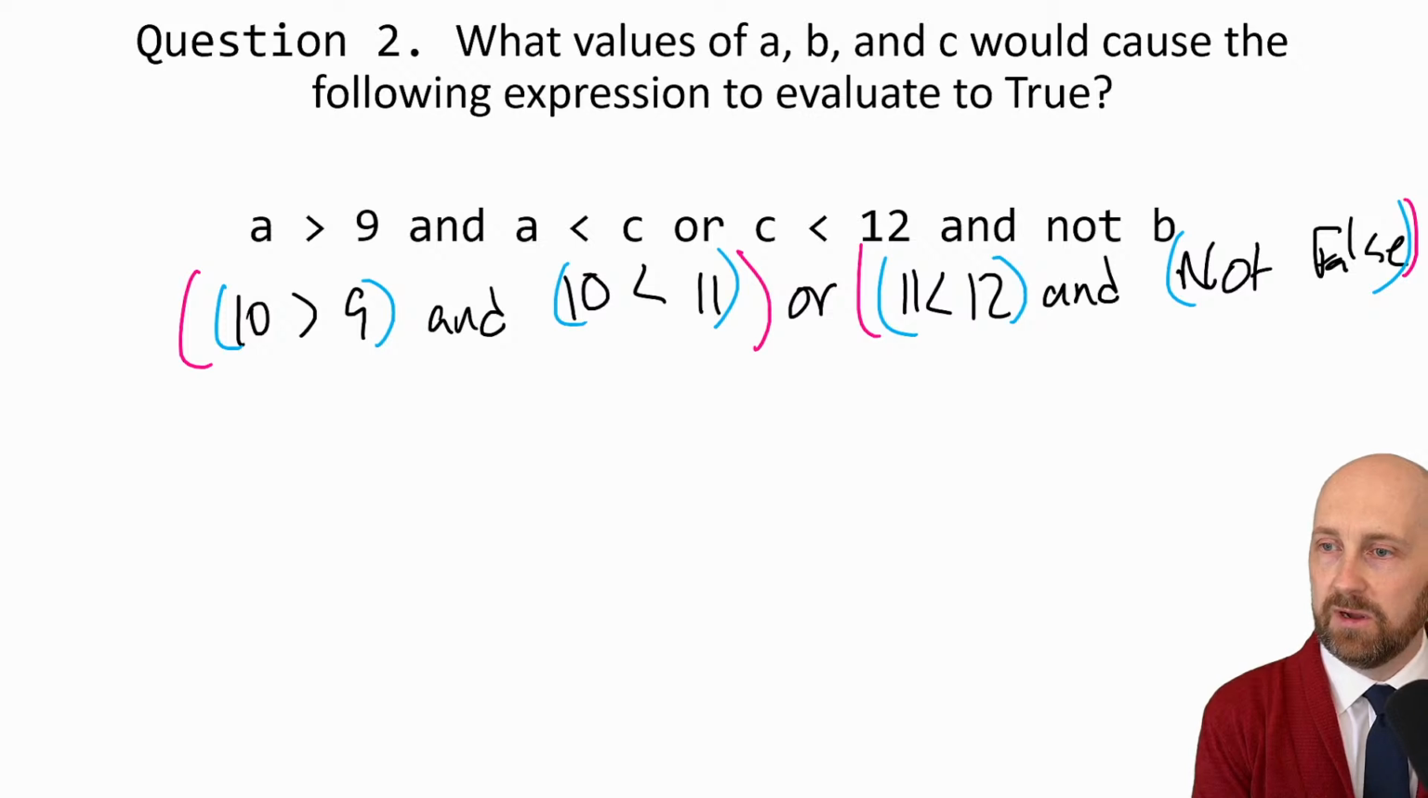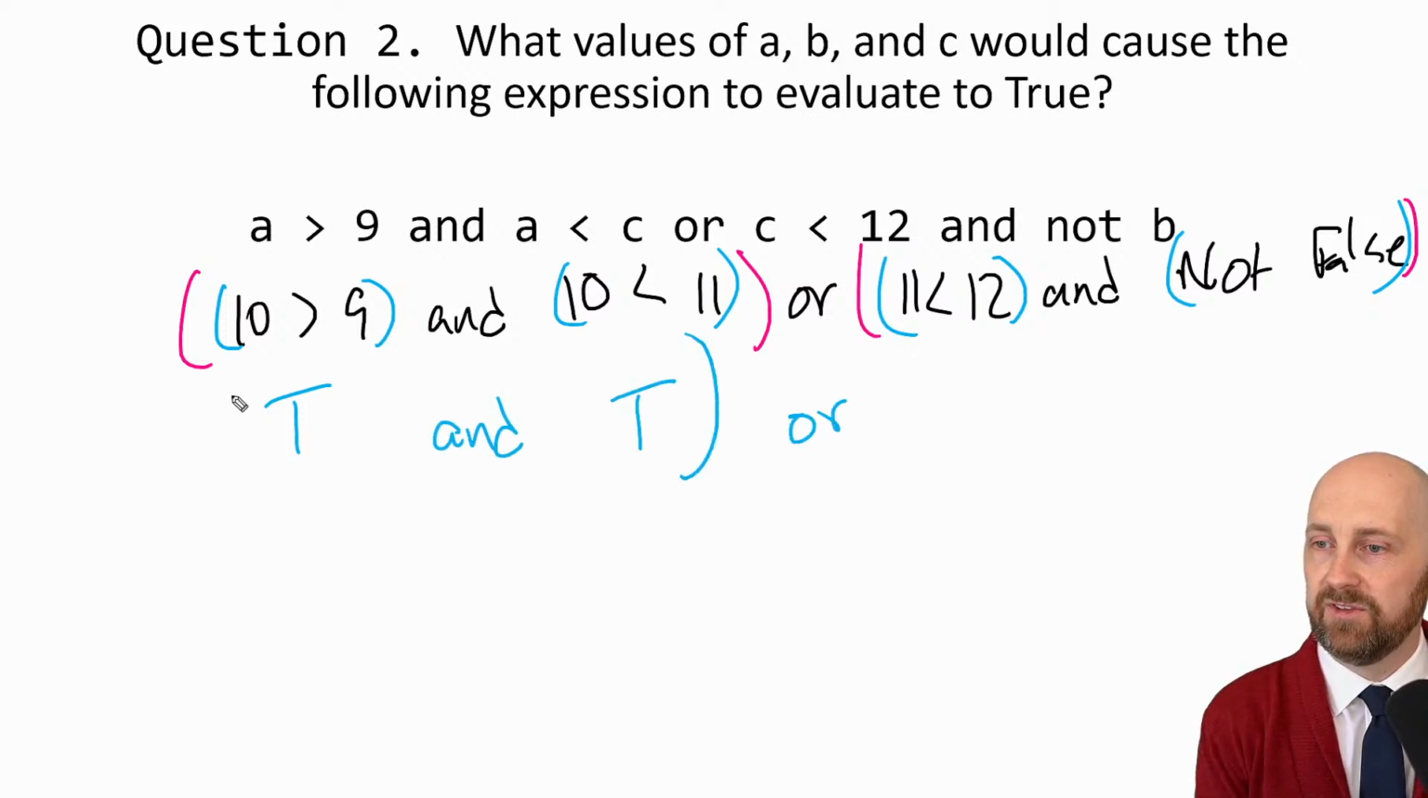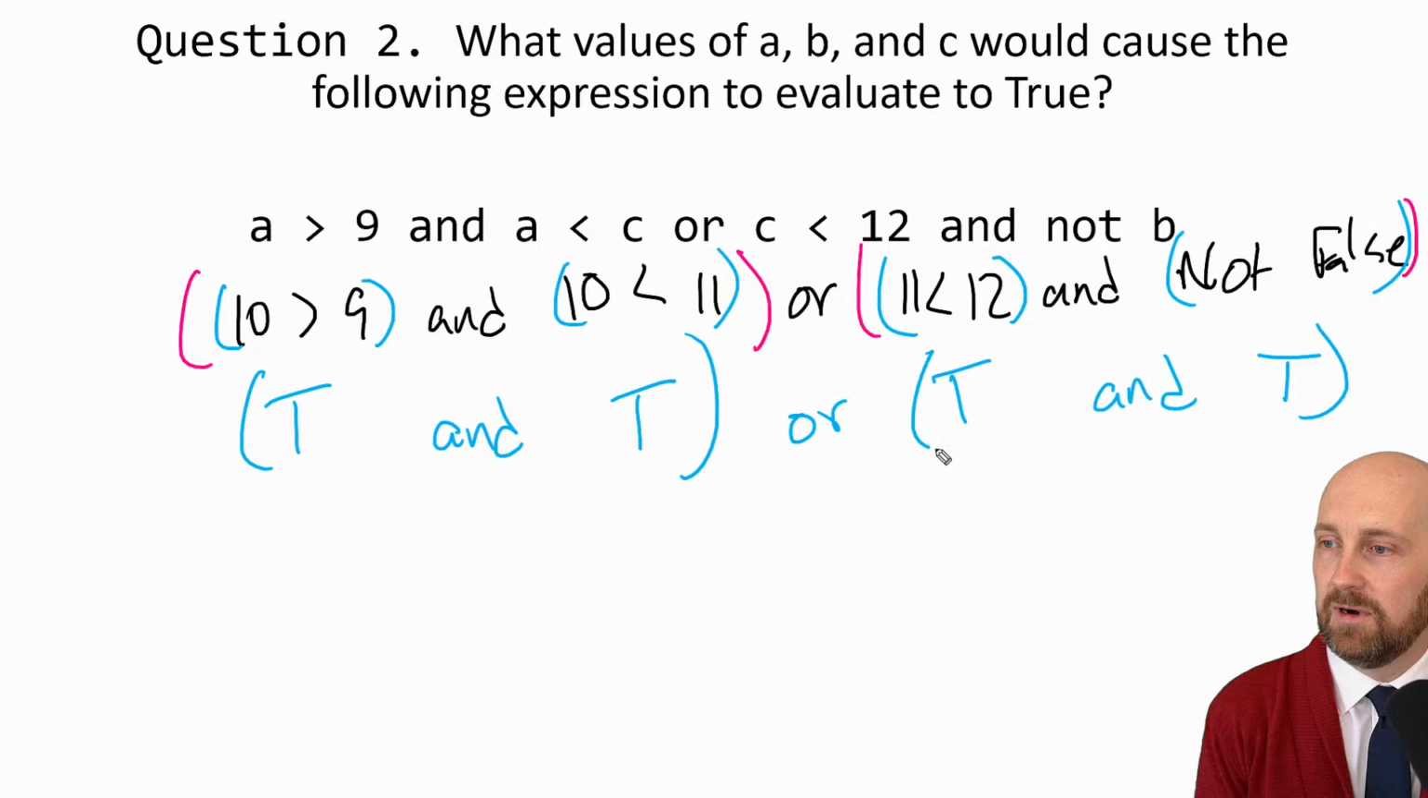Okay. Great. So let's see. Now let's just start from here. 10 greater than 9, true. 10 less than 11, true. And, right, so that's going to be next. And then 11 less than 12, true. And not false is true. All right, and then true or true.